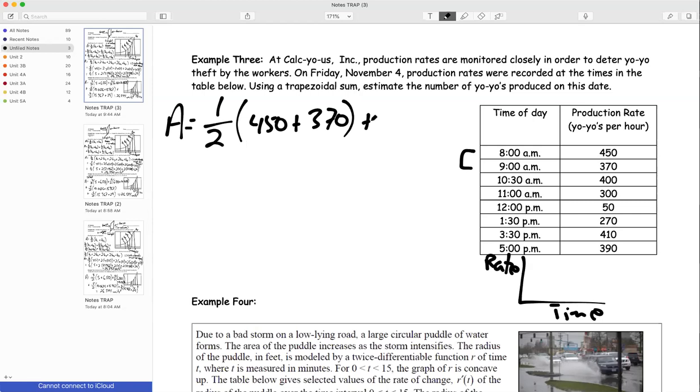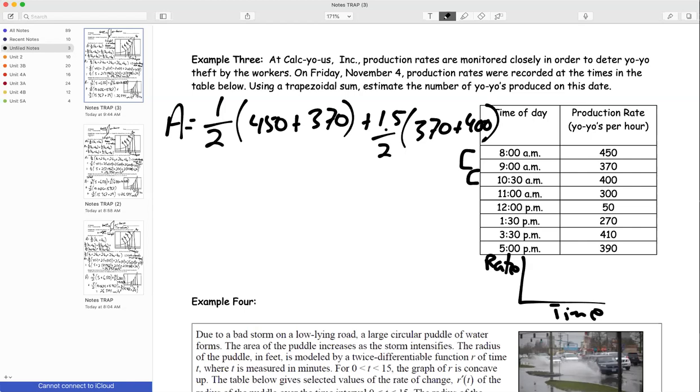And then my second trapezoid, I'm going from 9 to 10:30. So my height is 1.5. Just be careful on the times that you don't make a silly mistake. And don't forget to divide by 2. And then we're going to put in the bases. So I've got 370 plus 400.